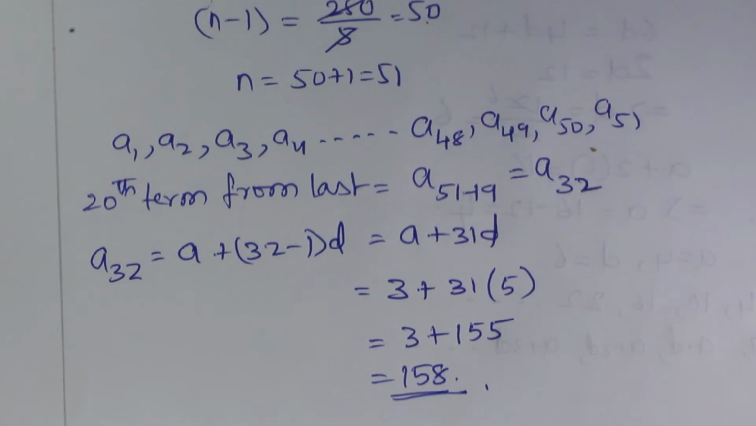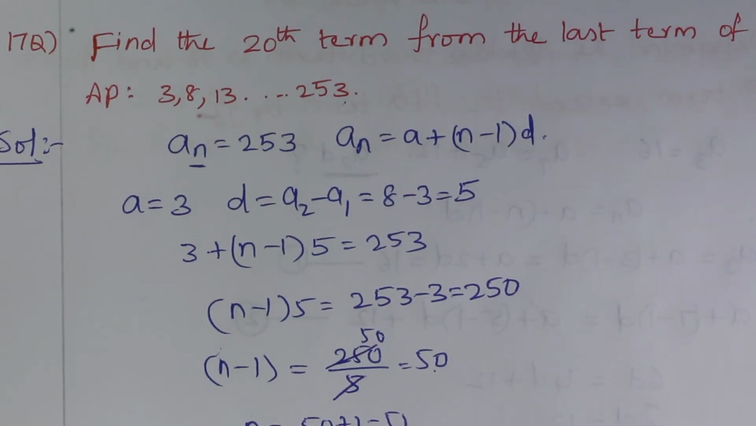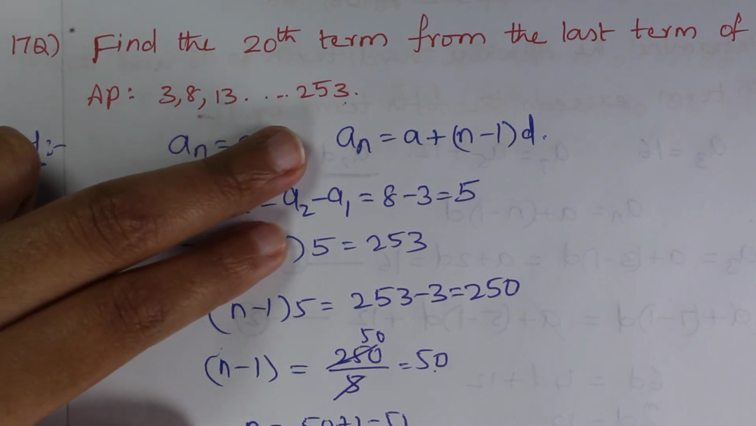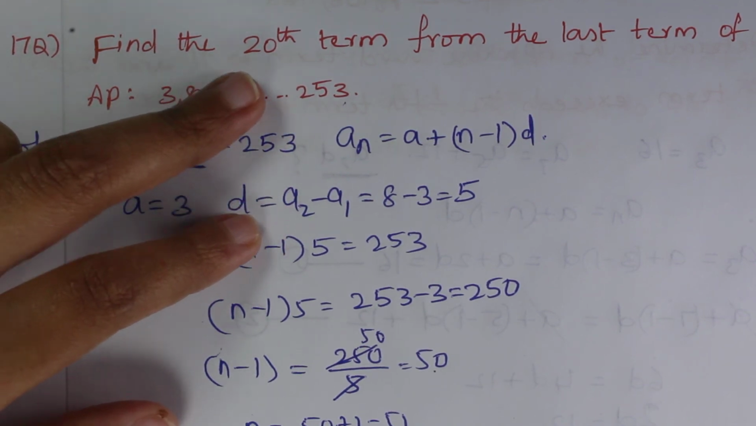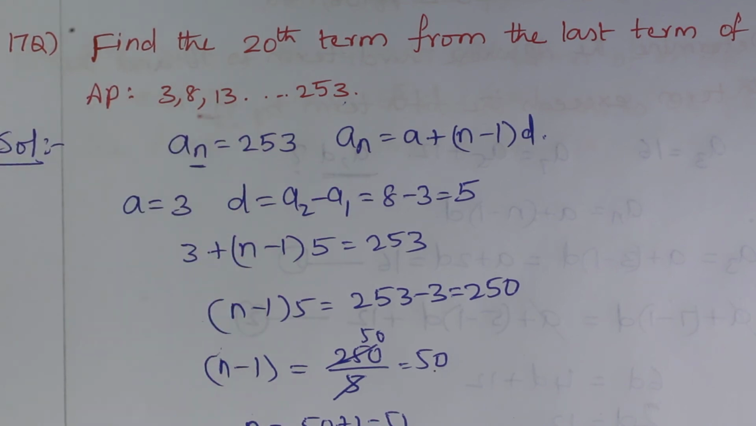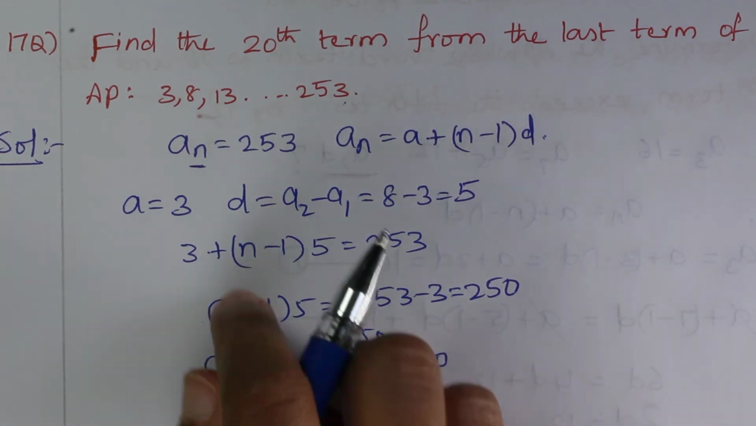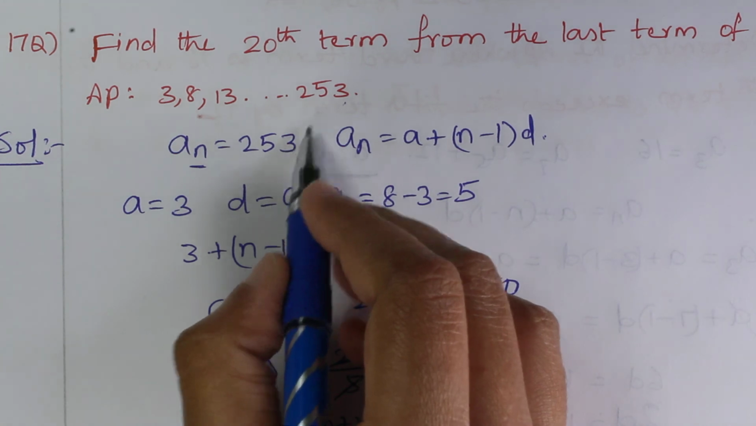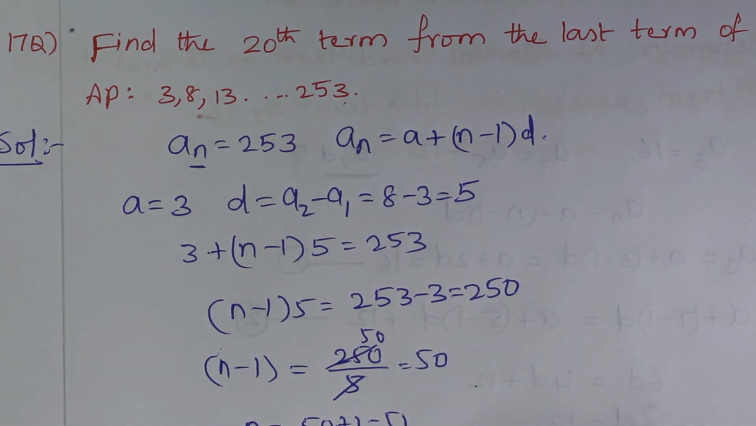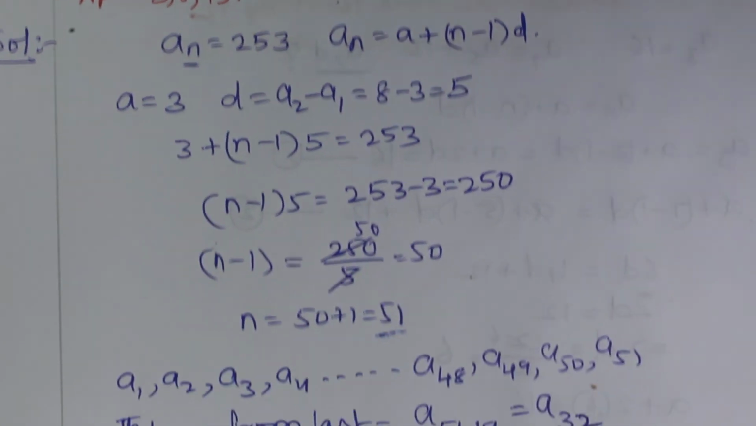Hope this is clear for you. I will explain the problem once again. Here he has given an arithmetic progression series 3, 8, 13 and so on, and we have to find out the 20th term from the end, that is from 253. In order to do that, first of all we figured out how many numbers are there in this series, that is the n value. We assumed an to be the last term, that is 253, and found the n value to be 51. So there are 51 terms in this series.